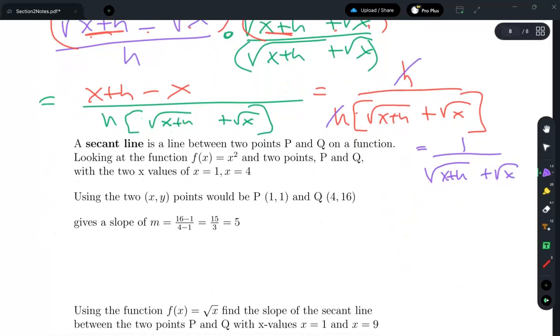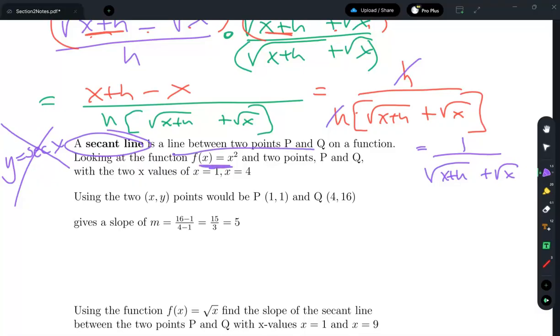All right, a secant line. A secant line has nothing to do with y equals secant of x. Absolutely nothing. It's just a line between 2 points. Okay, so you can just watch and listen for a second.